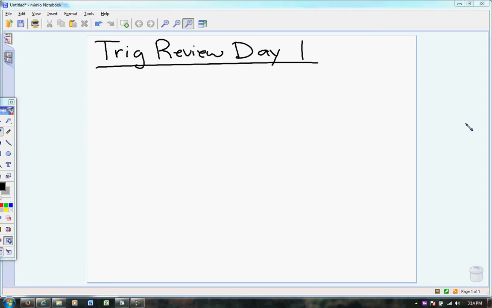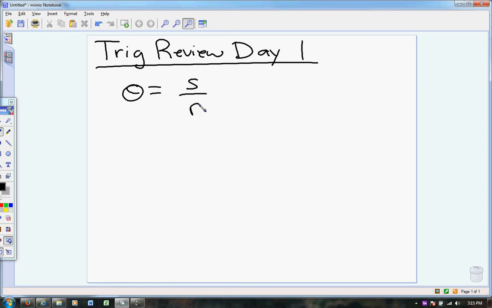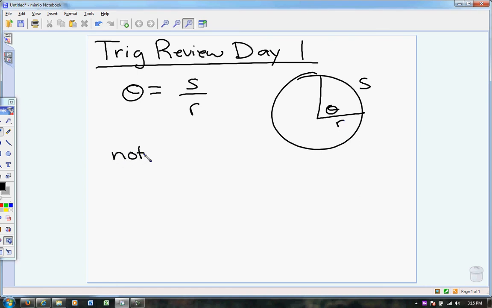Today we're just going to review some things about trigonometry from last year. I want to begin with this simple formula, theta equals S over R. We use this if I have a central angle, theta, S is the arc length, and R is the radius. All right? But there's a very important thing. We used this last year. Note, theta must be in radians.